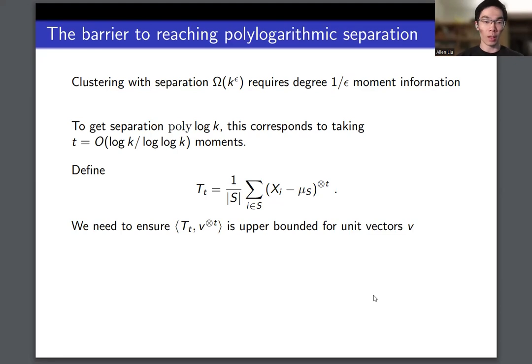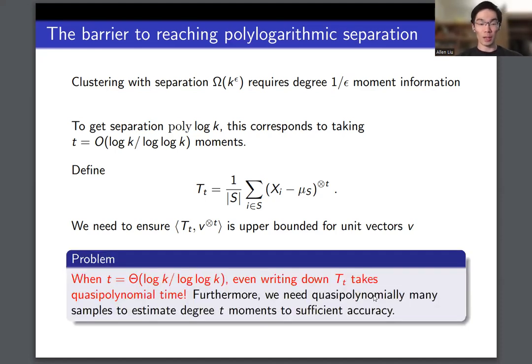And so the key fact on the previous slide can be restated as follows. It's really saying something about the moment tensor T sub t defined here. The moment tensor is simply the empirical average over all the samples in our subset of x_i minus the mean, tensored to the t. The fact on the previous slide was saying that the inner product of T sub t with v to the t, for any unit vector v, is upper bounded. So this is really saying something about the injective norm of this tensor T.